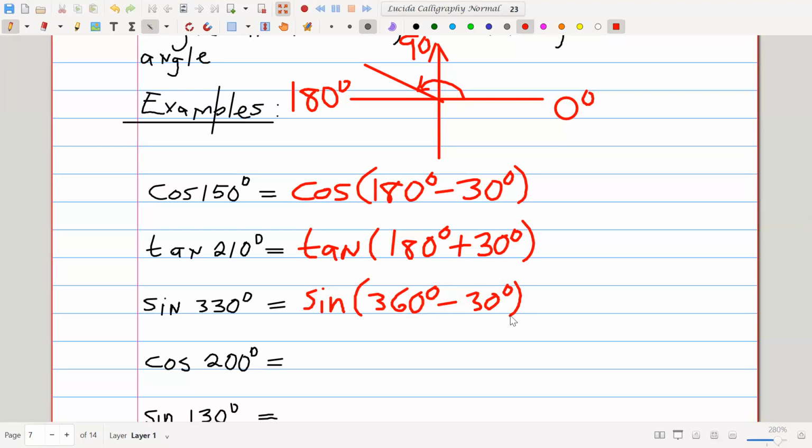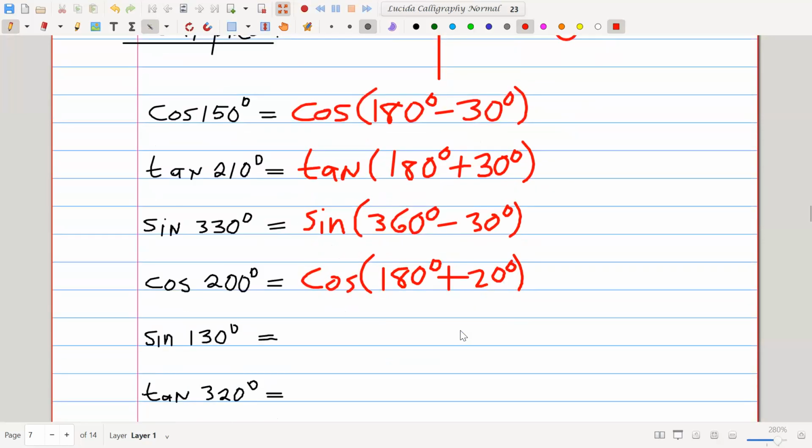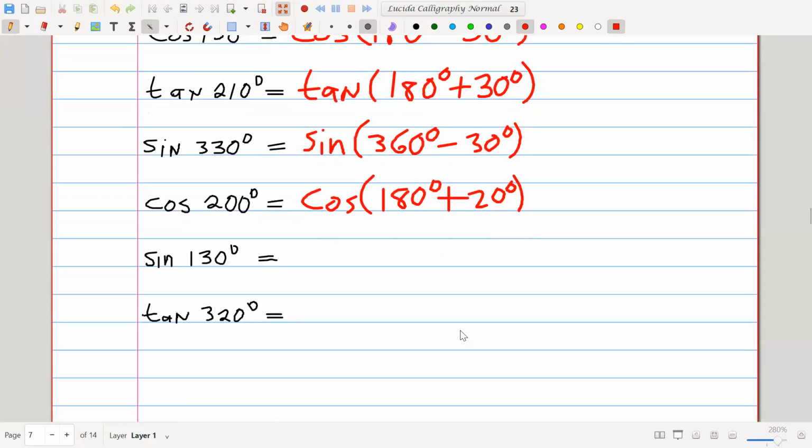And then how about the cosine of 200? 200 degrees lies in the third quadrant. So we can write this as cos of 180 degrees, and then we should add something. We can add 20. That will always give you 200. So it's very simple. You can actually figure out, because we just look at 180 or 360.